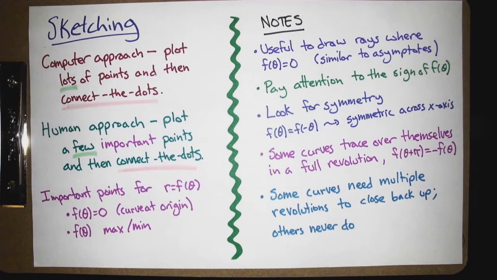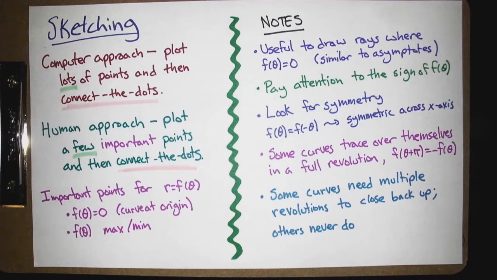Okay, so there are some notes here. It's useful to draw rays where f of theta equals 0. This is similar to asymptotes. We'll get into some examples of what that means. That's most useful when you cross through 0. Pay attention to the sign. Remember, if f of theta is positive, we're moving in the forward direction, and if f of theta is negative, we're moving in the backwards direction.